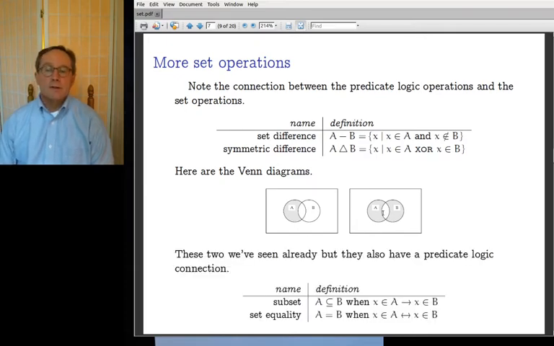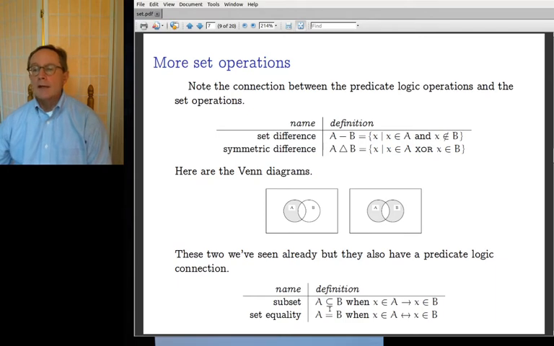We've already seen subset and set equality, but just to have written them all so that I have the tables in that form. A is a subset of B when x is an element of A implies that x is an element of B. And two sets are equal when x is an element of A if and only if x is an element of B. So that makes a nice match for what else is on the slide.